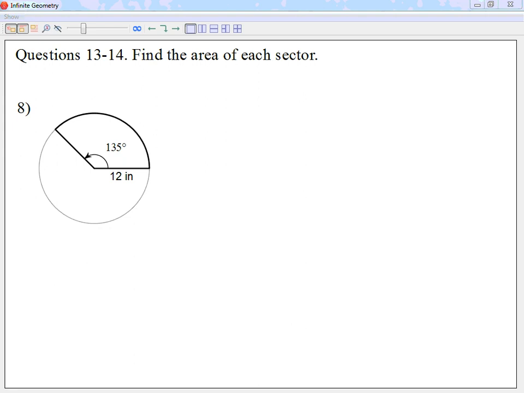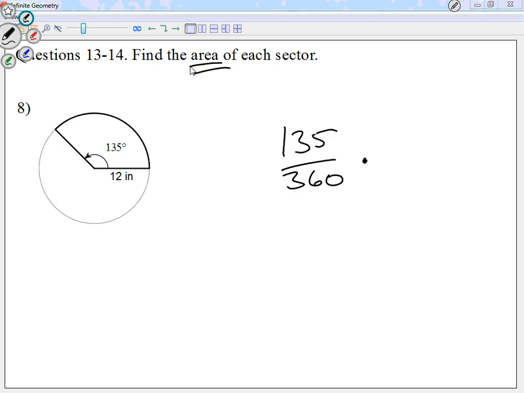So once again, on the instructions, you guys can see actually what to expect for the final, which questions they are. So questions 13 and 14 from the final, we have find the area of each sector. So I noticed that we have 135 degrees out of the whole circle. So we're going to go 135 over 360. That's what we have. And we're going to multiply this because I'm asking for area.